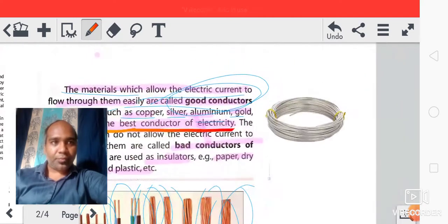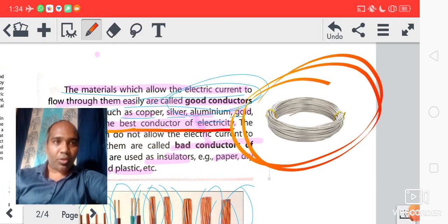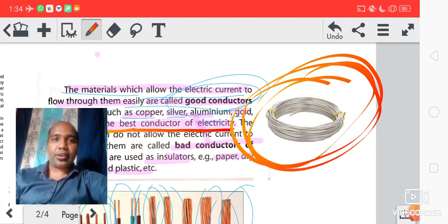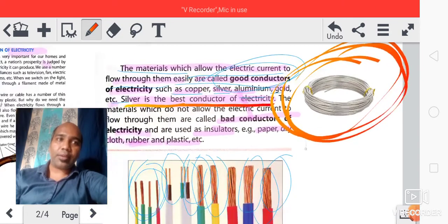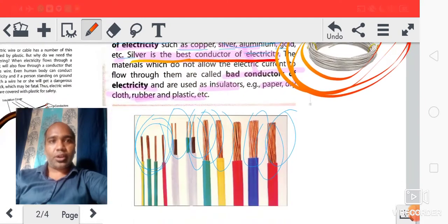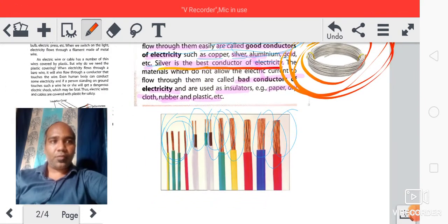You can see here this one. Can you see? Long copper wires. It is made up of copper. Why? Because it can conduct electricity, means electricity can pass through this easily. Got it? So these are good conductors and bad conductors of electricity.